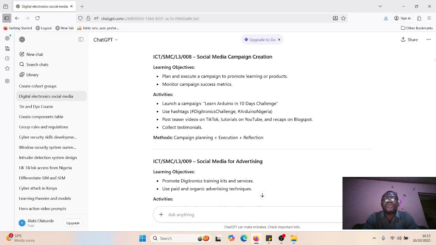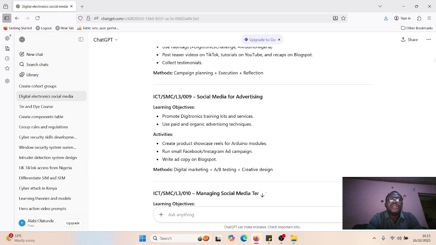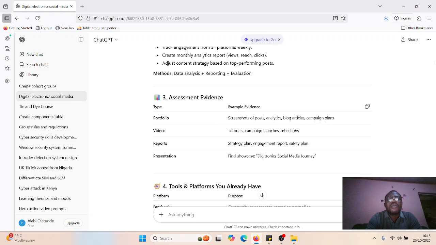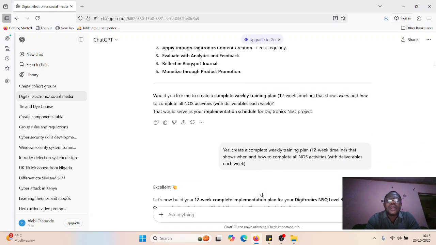Look at Unit 8 too, the social media campaign and creation. It gave me the objective. I come up with two objectives, with 4 activities: launching a campaign, using hashtags, posters, tracer, and collecting testimonies. So Unit 9 and like that. These are what I mean by work plan according to NOS.